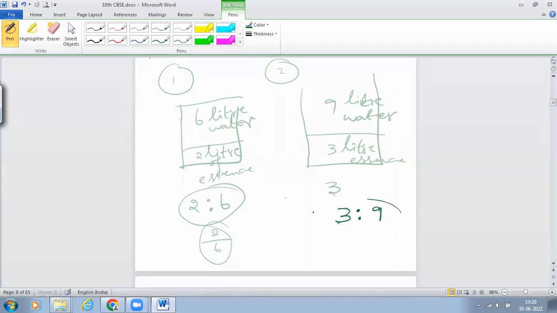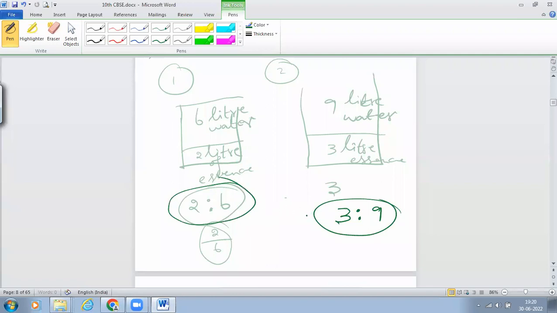Okay, it is 3:9. Now, please see here. The juice made by the first student and the second student have the same taste. Both have the same taste, which means the mixing ratios 2:6 and 3:9 are in proportion. Are you able to understand?